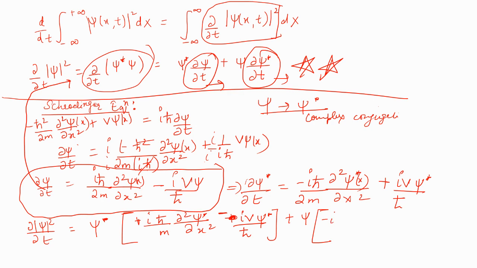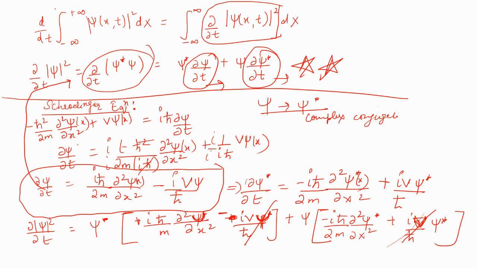And this is minus iota h cross upon 2m psi d2 psi star upon dx square, plus iota v upon h cross psi star psi. Do it with me, this calculation. If I am making any mistake, please inform me. So you can clearly see that these two terms are cancelling each other, and we are left with these terms.